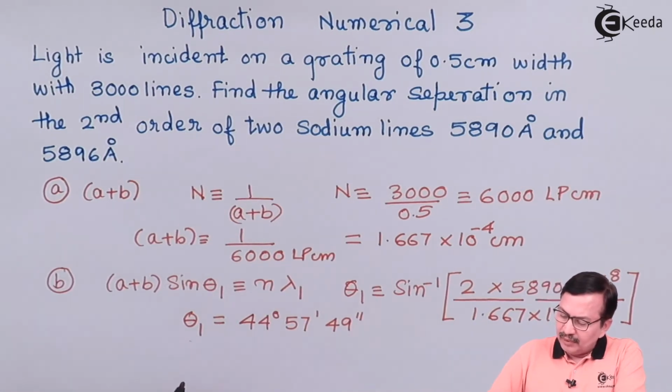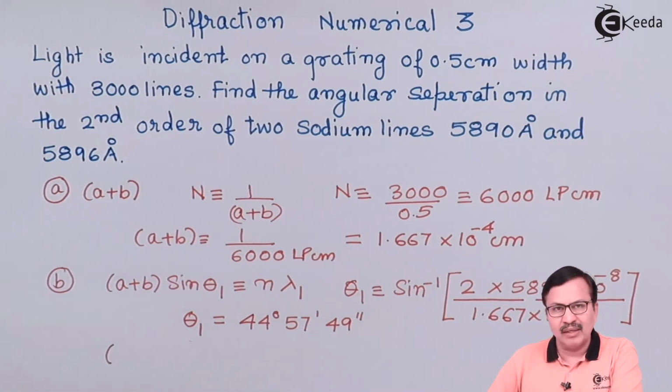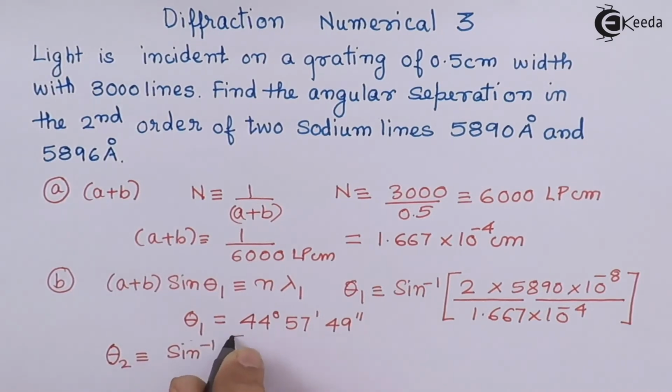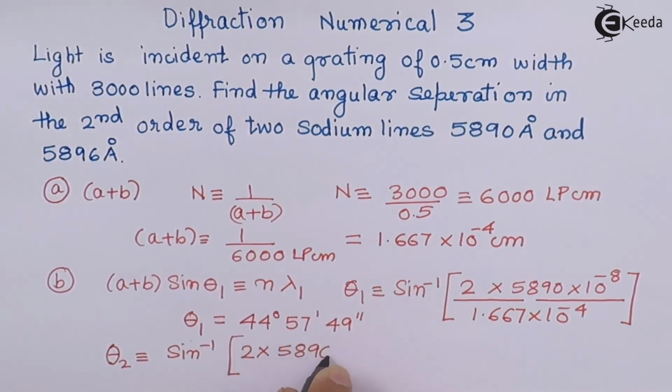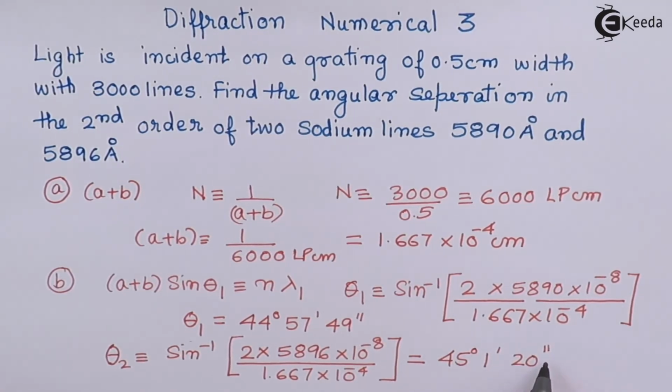Now we come to the next part, and that is finding out the diffraction angle for the second wavelength, that is 5896. We proceed in a similar way and we find out the angle theta 2. It works out to 45 degrees, 1 minute and approximately 20 seconds.